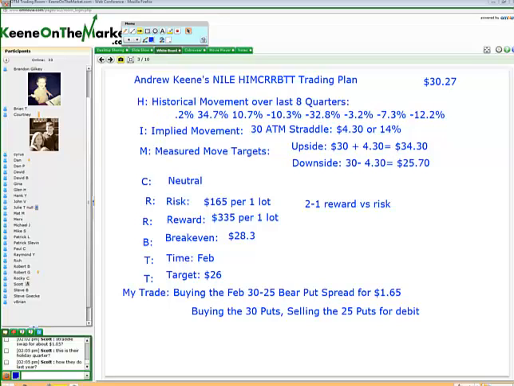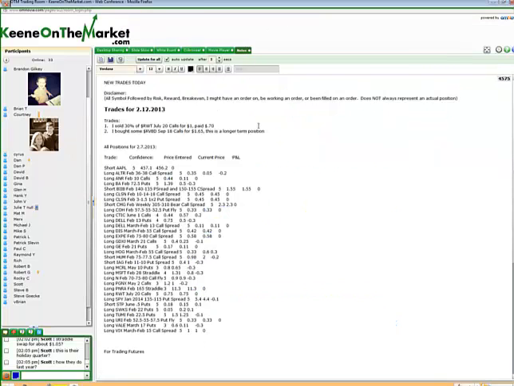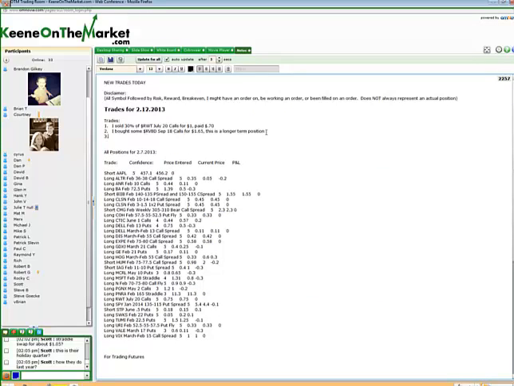So I bought the NILE February 30-25 bear put spread for $1.65, and I did this very, very small. I've been trading unusual option activity much better, so that means I'm going to be trading a little bit more on unusual option activity and a little bit lower on earnings. So this is a new position in NILE.